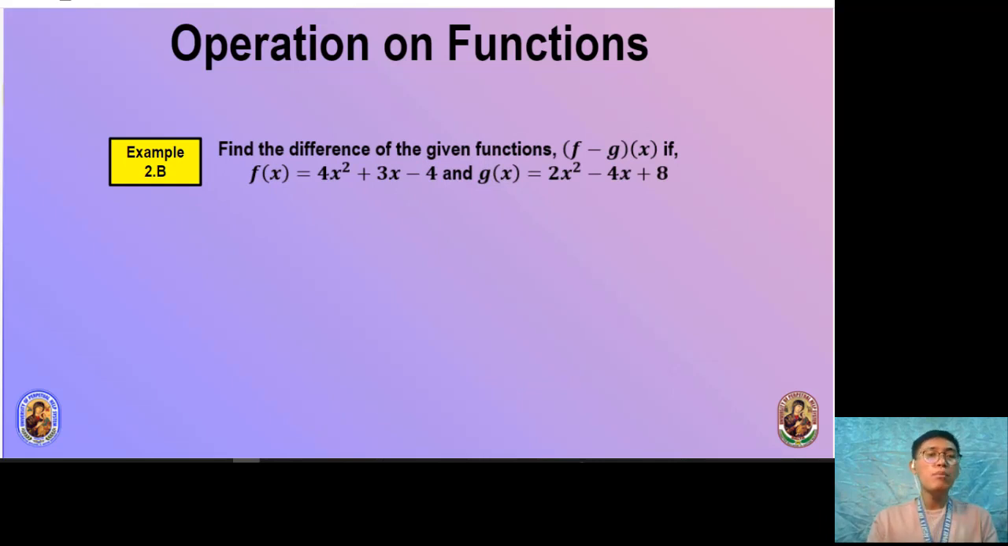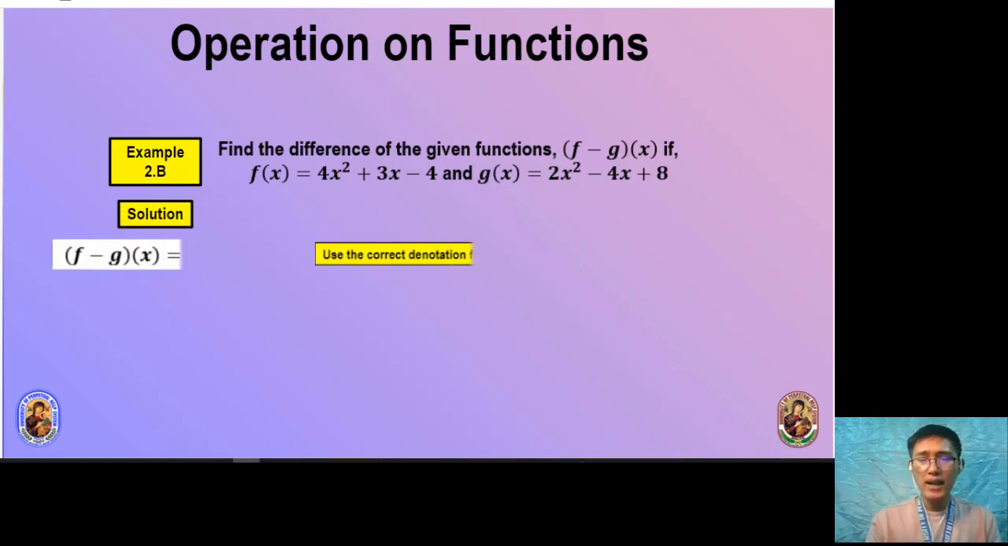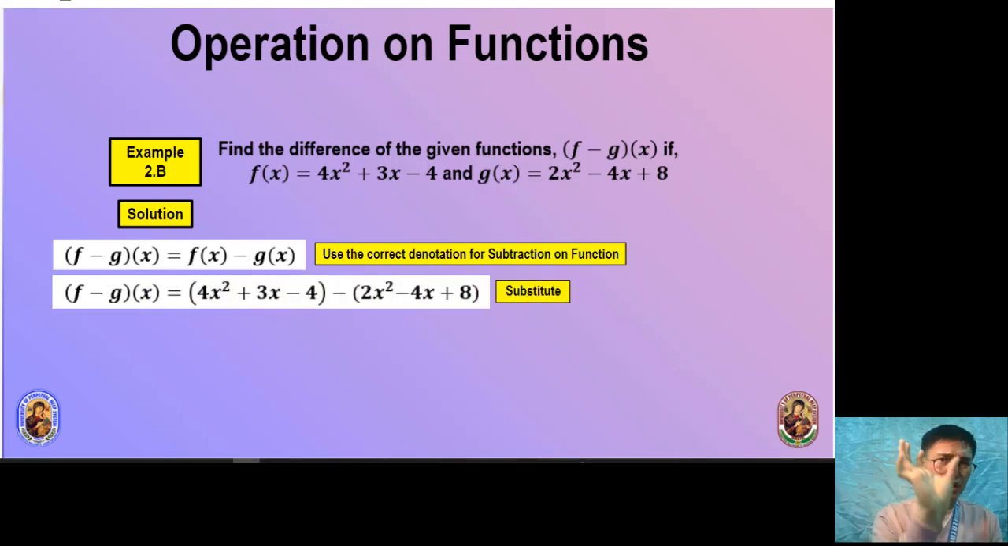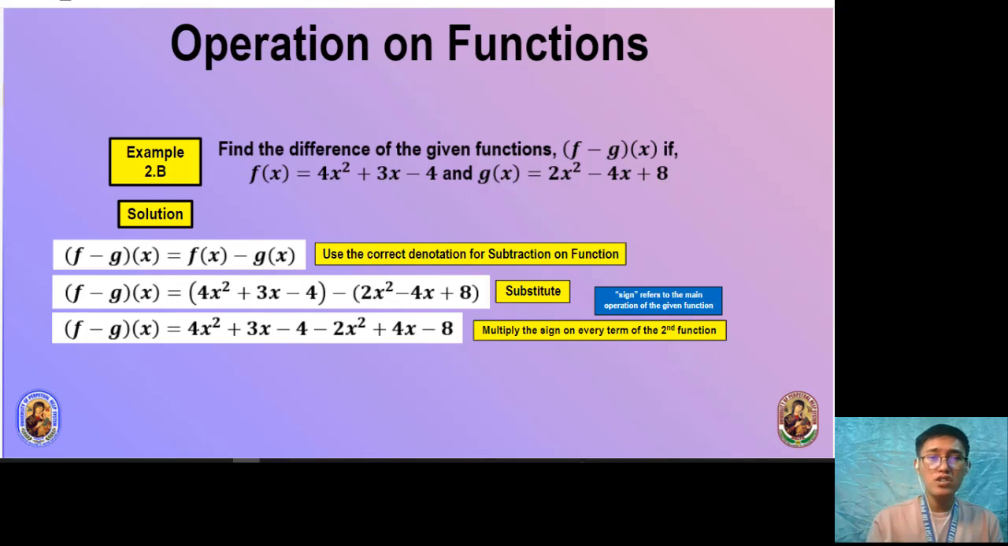Next, example 2.b. Find the difference of the given functions f minus g of x if f of x is equal to 4x squared plus 3x minus 4 and g of x is equal to 2x squared minus 4x plus 8. Okay? Use again the correct denotation for subtraction on functions, then do the substitution on expression in f of x and g of x together. After that, you distribute the negative symbol in the subtrahend to change the sign in the parentheses. So we'll have negative times 2x squared is negative 2x squared, negative times negative 4x is positive 4x, and negative times positive 8 is negative 8.